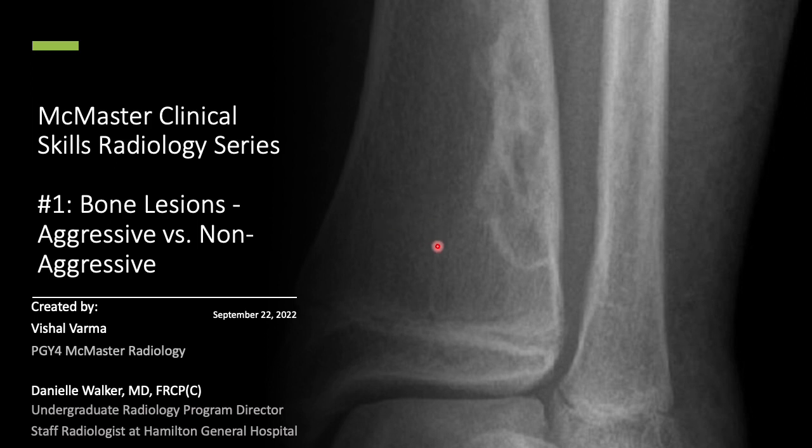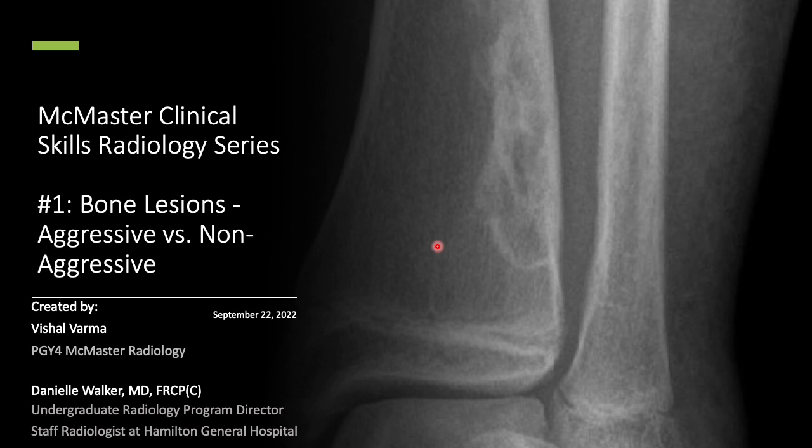The main goal of this lecture is primarily to help you identify what the features are that make a bone lesion aggressive and non-aggressive. It is not necessarily intended to have you be able to come up with a diagnosis immediately after seeing a bone lesion.